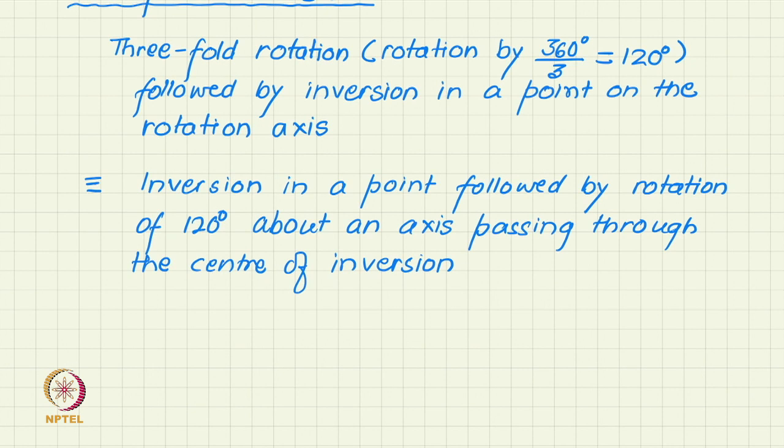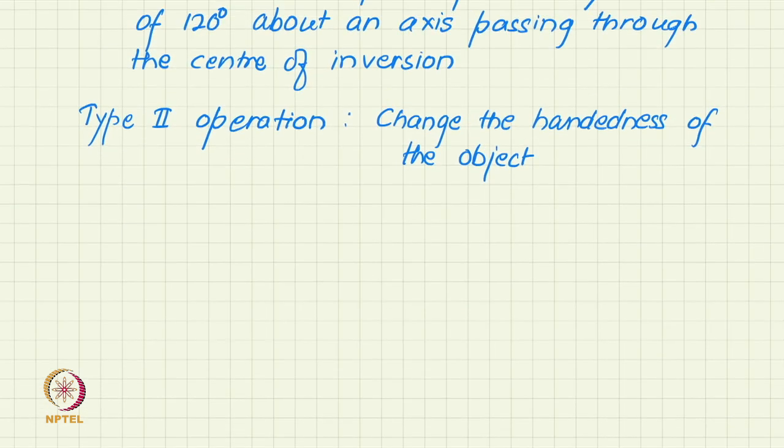Also, you can see that this is a type 2 operation, which means that it will change the handedness of the object. And this is because rotation does not change the handedness, but when inversion is done, handedness changes. So, a left handed object will become a right handed object and vice versa, a right handed object will become a left handed object.